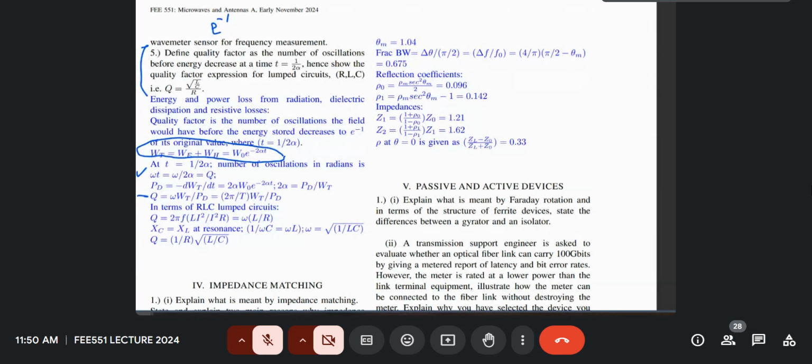But because omega is 2 pi F, you can have 2 pi over T times WT over PD. So that's why we're saying it is the ratio of the energy stored to the power loss per oscillation, 2 pi times energy stored over the power loss per oscillation, because we have the period T. So that's how we define the quality factor.